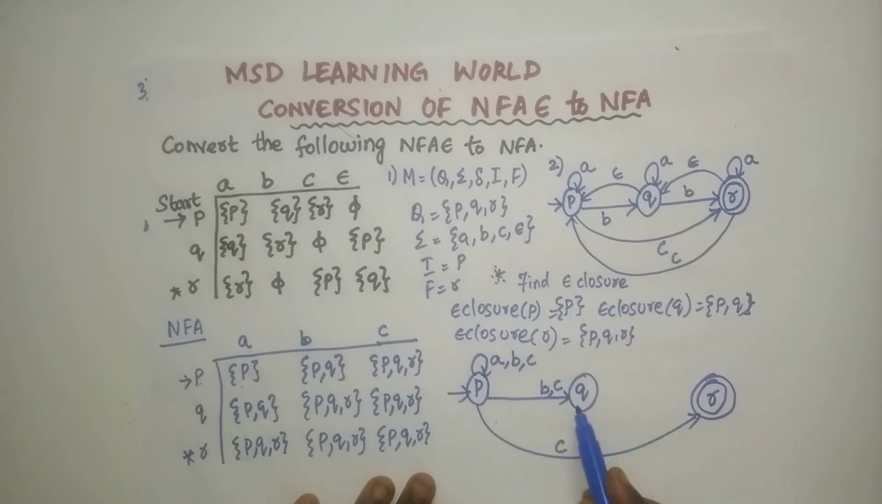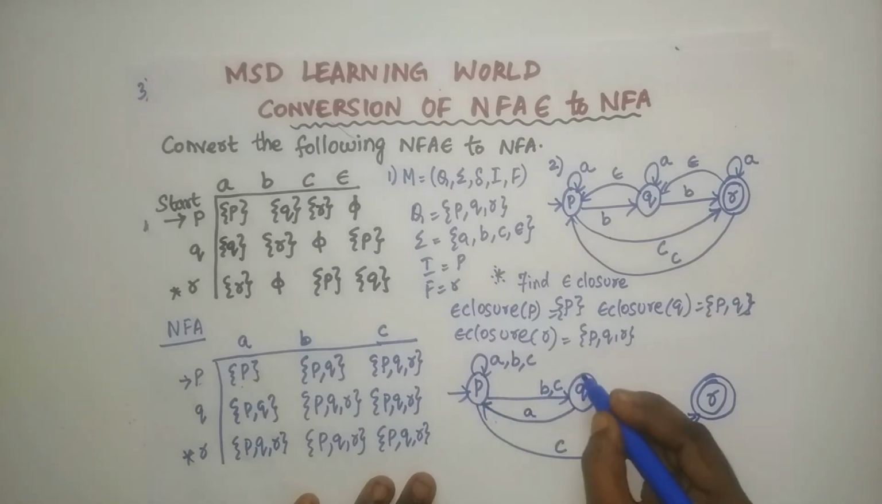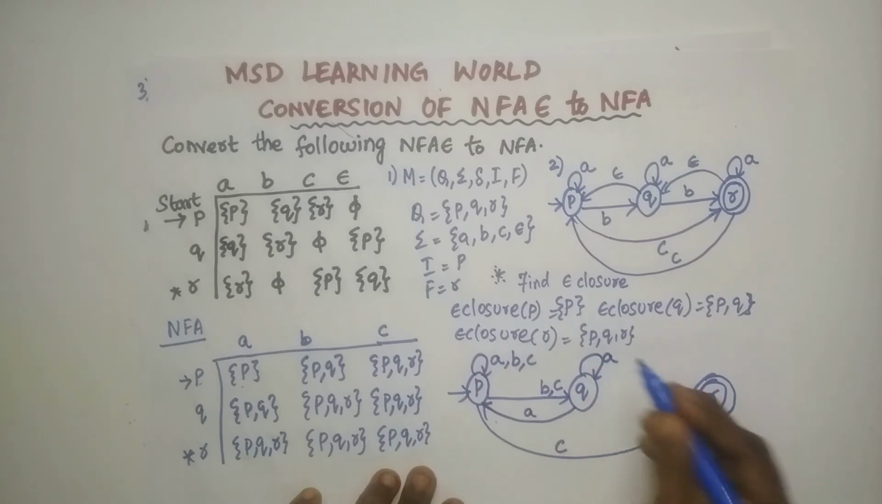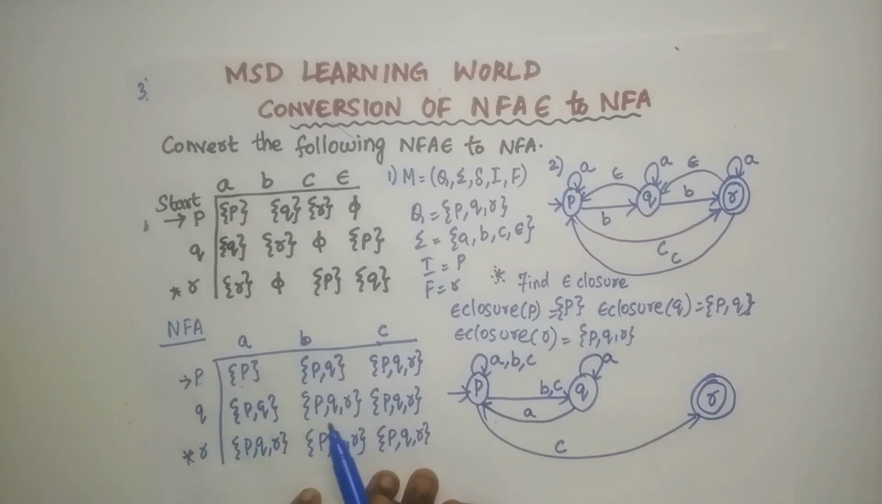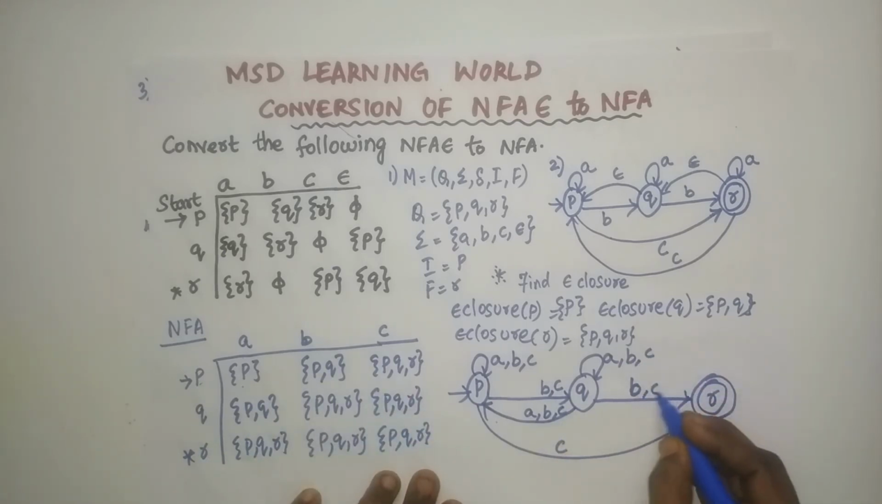Now, Q comma A goes to P comma Q. So Q on A goes to P and it is also going to Q. Now, Q comma B goes to P, Q and R. So it is A comma B, and Q is also going to R. Now Q comma C also goes to P, Q and R. So A, B, C and B comma C.